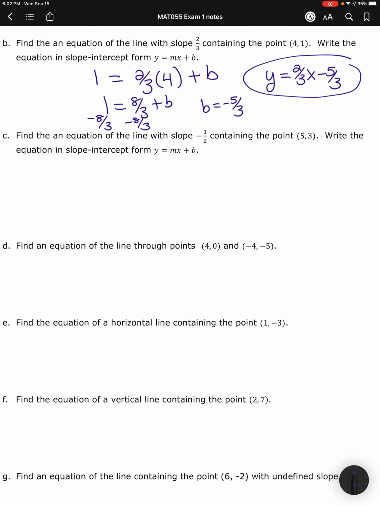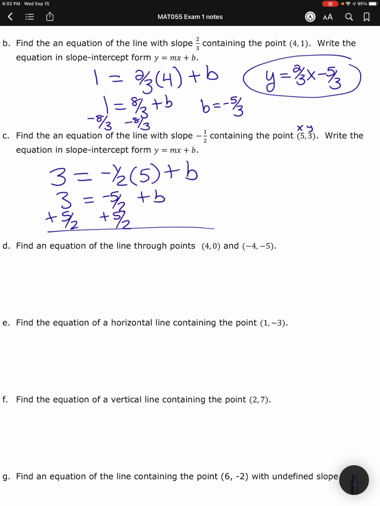Okay, another slope and point. So, it might help to label these. 3 equals -1/2 times 5 plus b. 3 equals -5/2 plus b. Add that over to both sides. That's why we have to be really good with our algebra, because it just keeps coming up. And I got 5.5. You can keep it a fraction if you want, 11/2. It doesn't matter to me, just as long as you finish it off by writing the actual equation down.